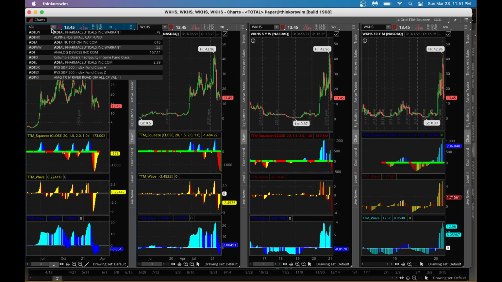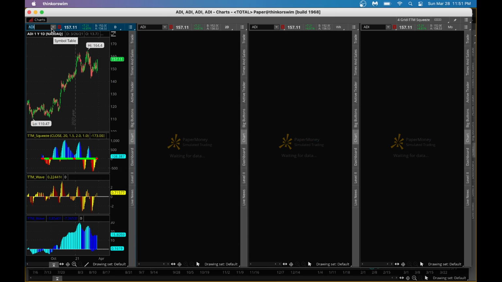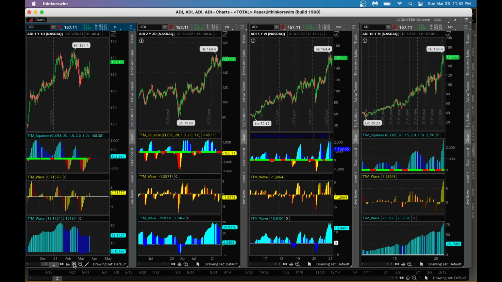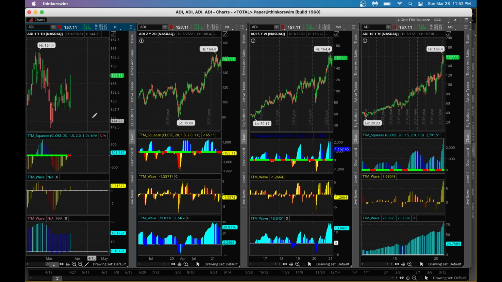ADI is, I think, buying Maxim Integrated, which is in the chip sector. As you can see here, I will also make it a little bit bigger to see it better. So here we got a squeeze. So this is the TTM squeeze itself.